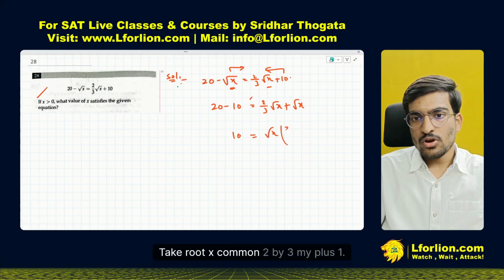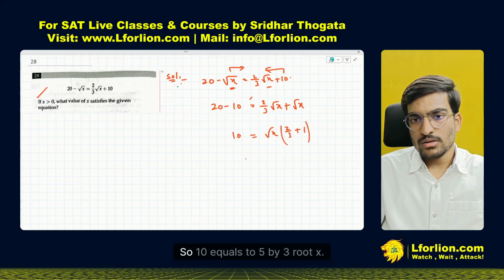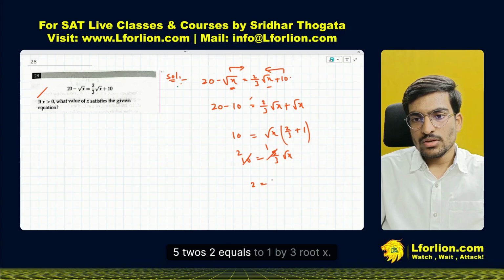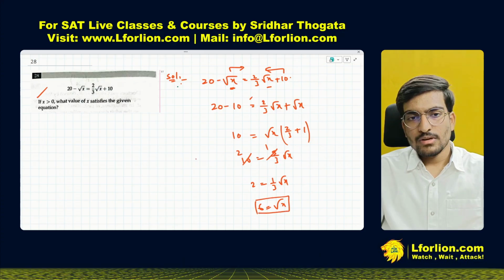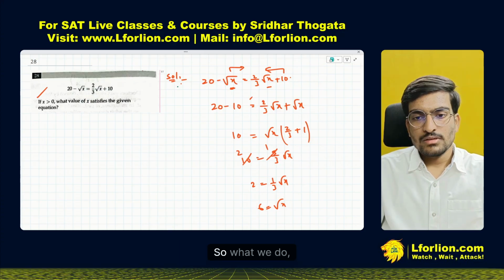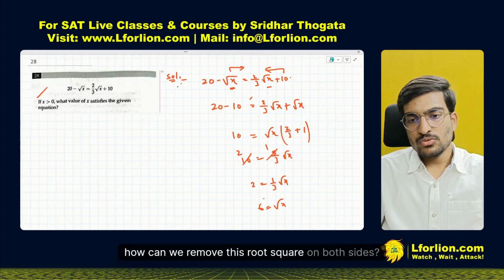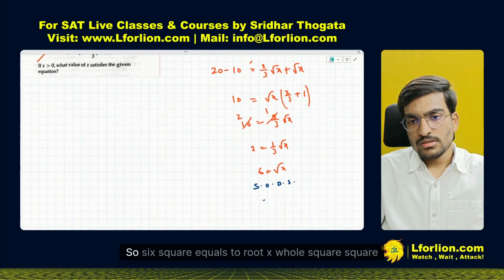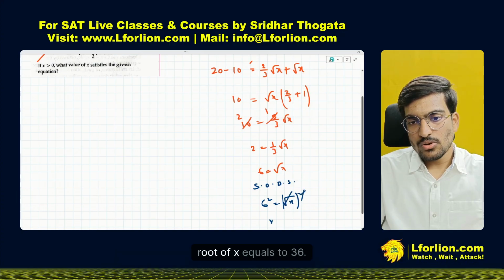Take root x common: 2 by 3 plus 1. So 10 equals 5 by 3 root x. So 5 ones, 5 twos. 2 equals 1 by 3 root x. So root x equals 6. We got the root x value, but we need the value of x. How can we remove this root? Square on both sides. 6 square equals root x whole square. So x equals 36. This is the value of x.